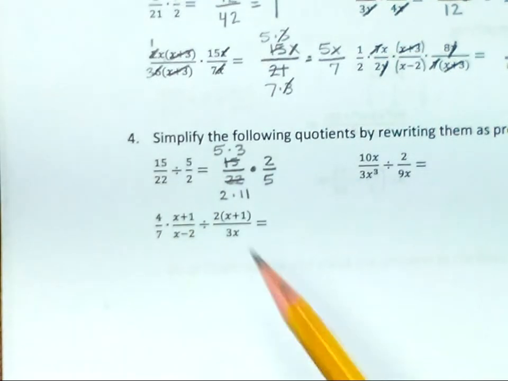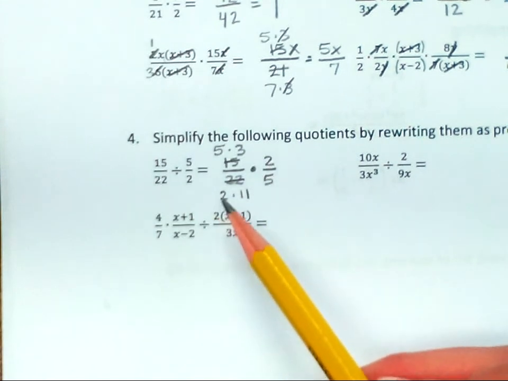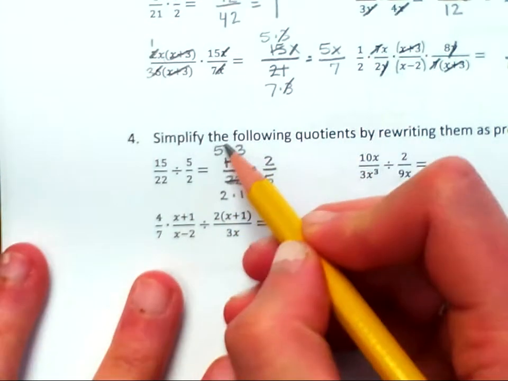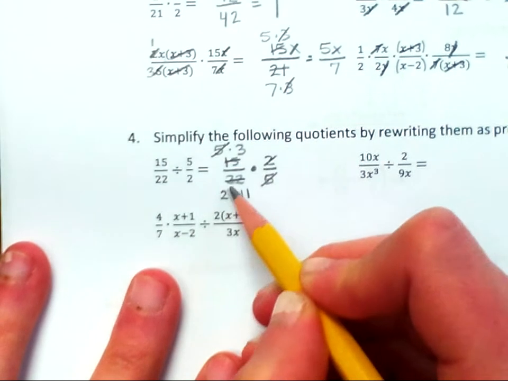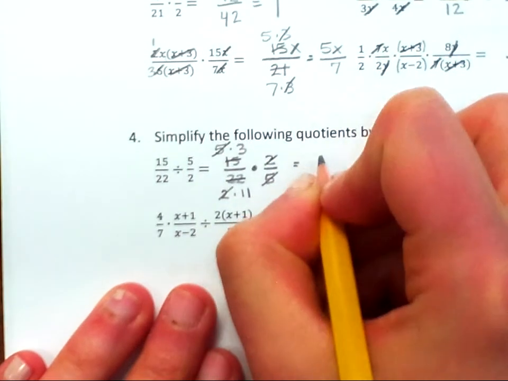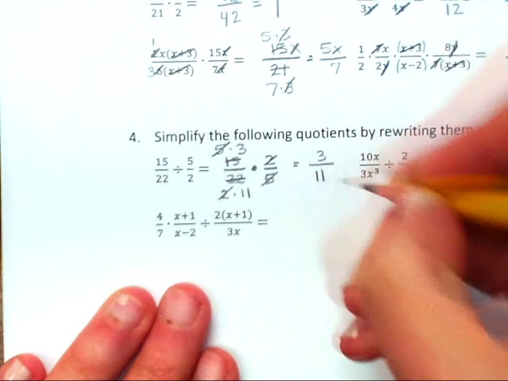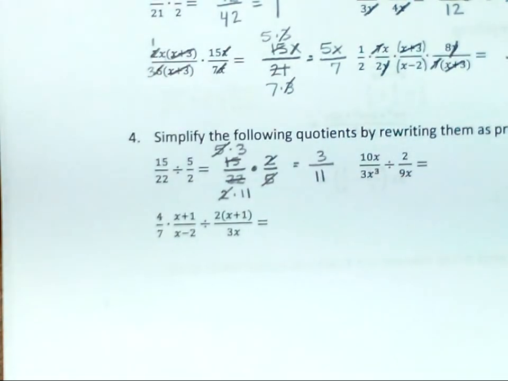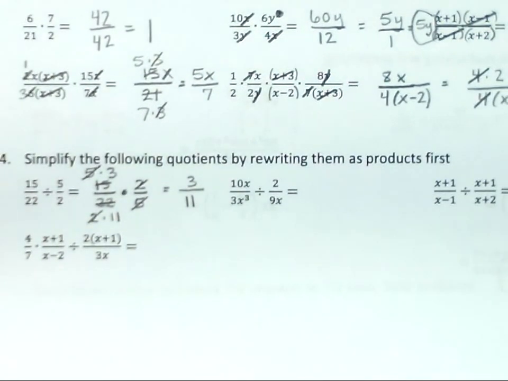So in the top I now have 5 times 3 times 2, and in the bottom 2 times 11 times 5. And I can cross out this 5 from the top and this 5 from the bottom, and this 2 and this 2, which means the remaining factor in the top is 3, and the remaining factor in the bottom is 11. And remember, if you took a different canceling route to get to 3 over 11, that is also okay. You can ask your teacher if you're doing it a different way.